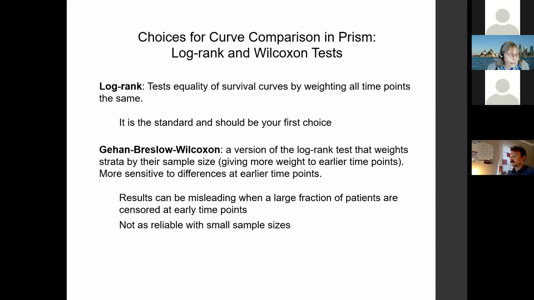The Gehan-Breslow-Wilcoxon, which I'll just call Wilcoxon, is the test that PRISM offers. What it does is it weights the data earlier on in the curve, where you have the larger sample size. So it will look more at the data at earlier time points rather than later. It's more powerful at detecting an early change at the beginning of the time course than the log rank, which takes the whole curve into account. But the results can be misleading if you have a lot of early censoring. I would also not use it if you have small sample sizes, which would preclude it from a lot of basic science experiments using animals, for example.